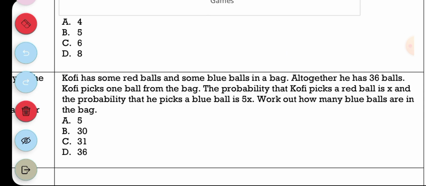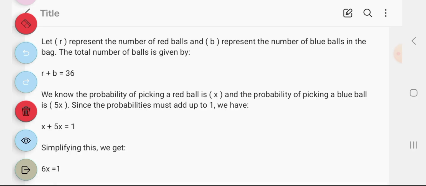The last question. Kofi has some red balls and some blue balls in a bag. Altogether, he has 36 balls. Kofi picks one ball from the bag. The probability that Kofi picks a red ball is x. And the probability that he picks a blue ball is 5x. Work out how many blue balls are in the bag. So let R represent the number of red balls and B represent the number of blue balls. So we are told that the total number of balls are 36. So R plus B equals 36.